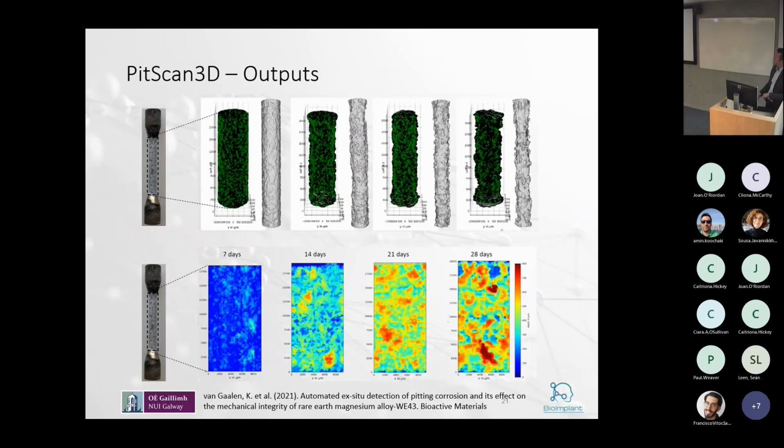What we have plotted here on the bottom is the output from this. This is our gauge section rolled out in a 2D plane. If you imagine this being the revolved surface of that gauge section, you can see how your pits actually develop on that surface, where by 28 days you have these large pits that are occurring and coalescing from the early phases. The contour here is pit depth, so that's the depth of the pits that are being created on the surface.